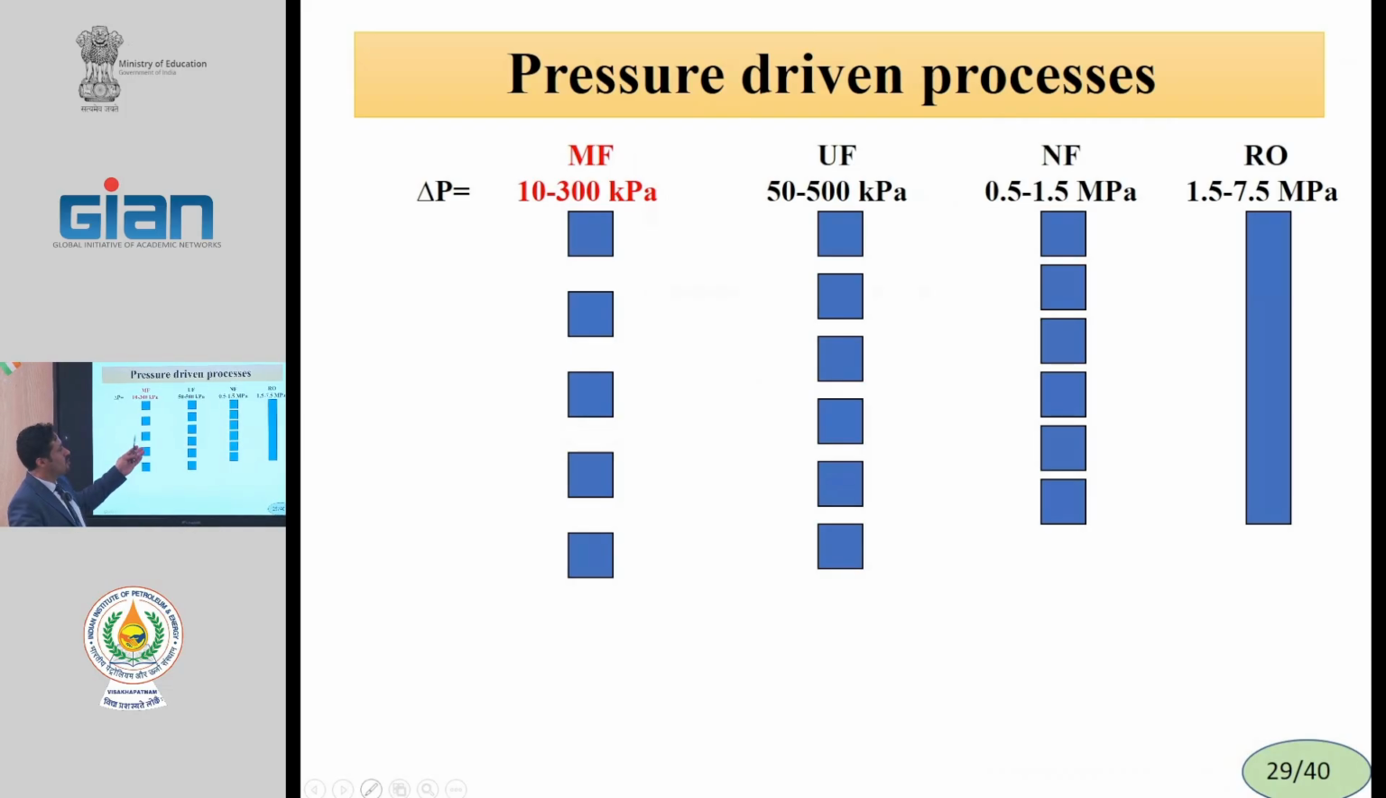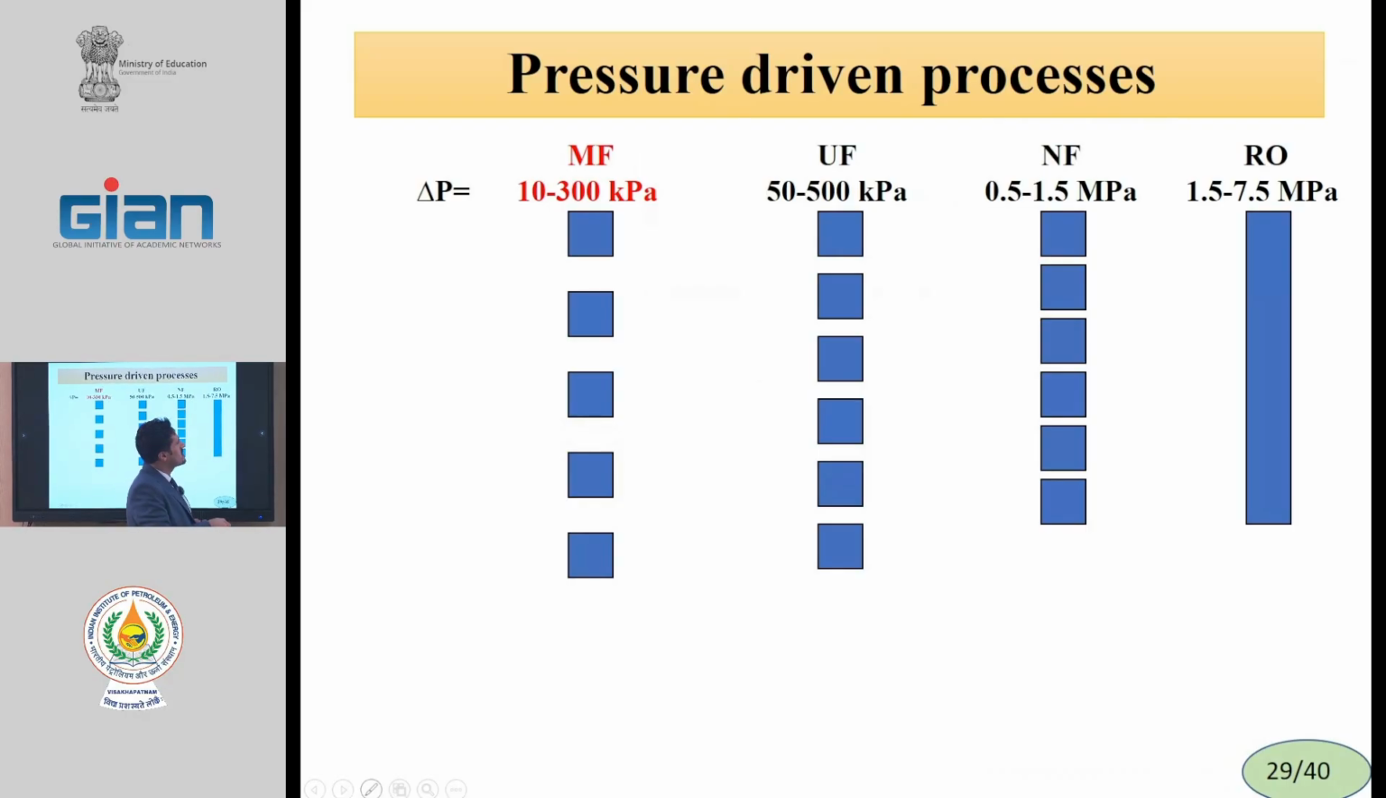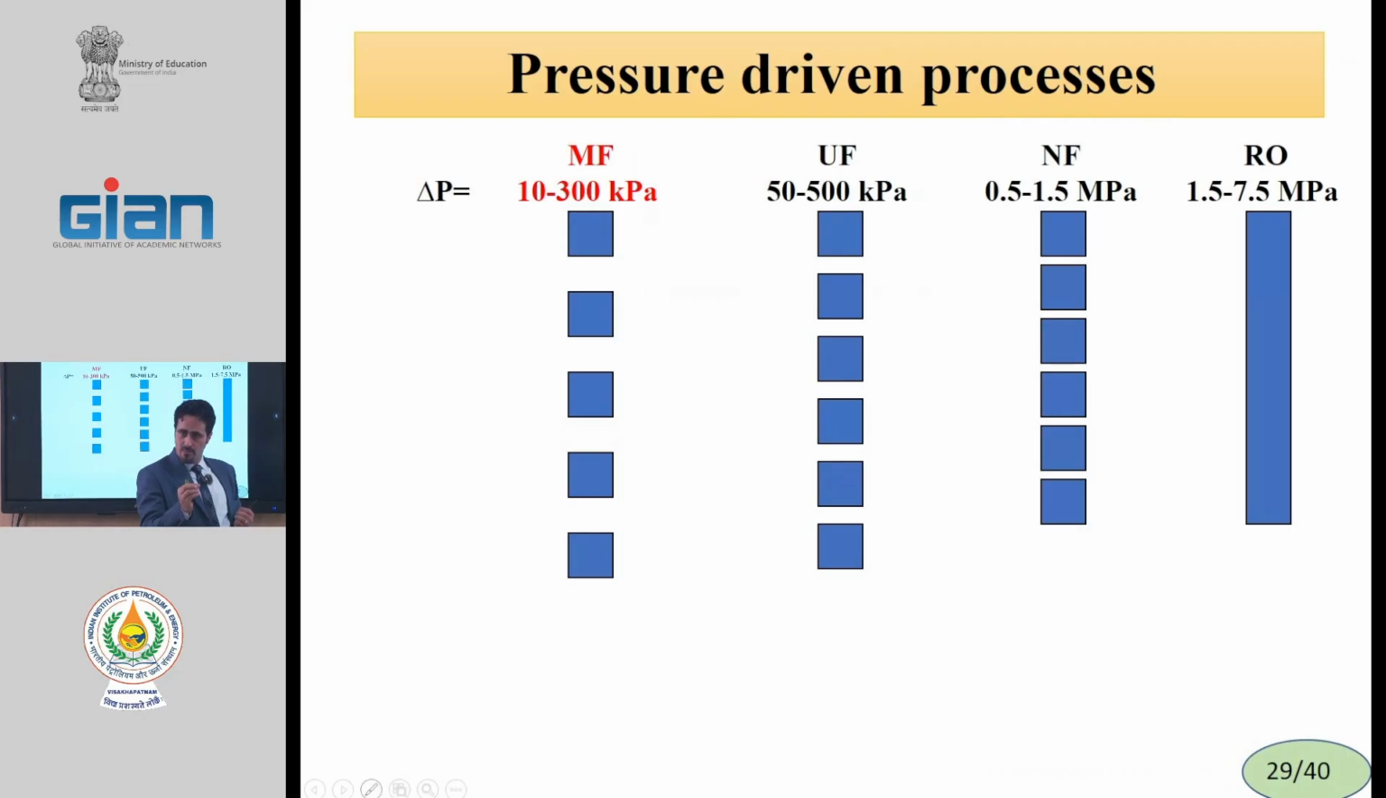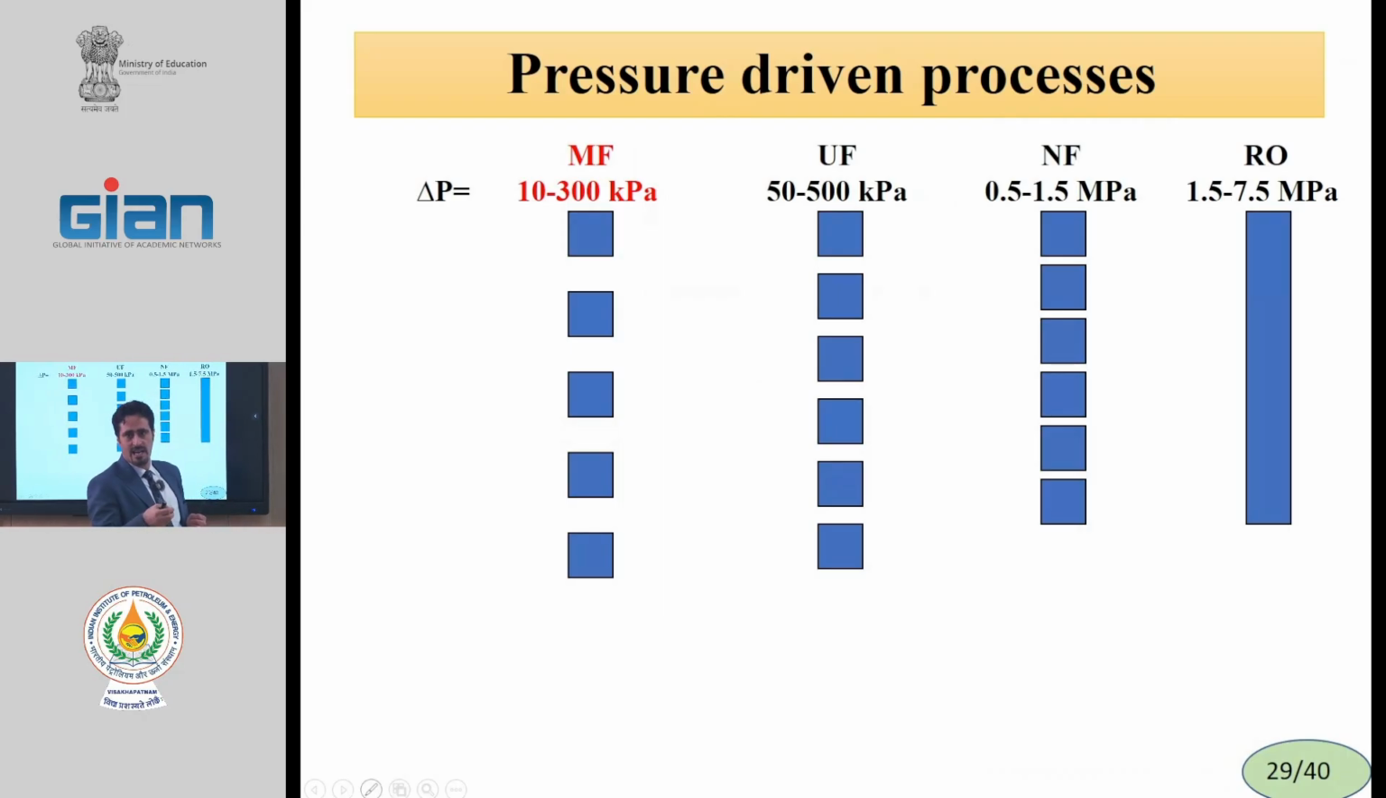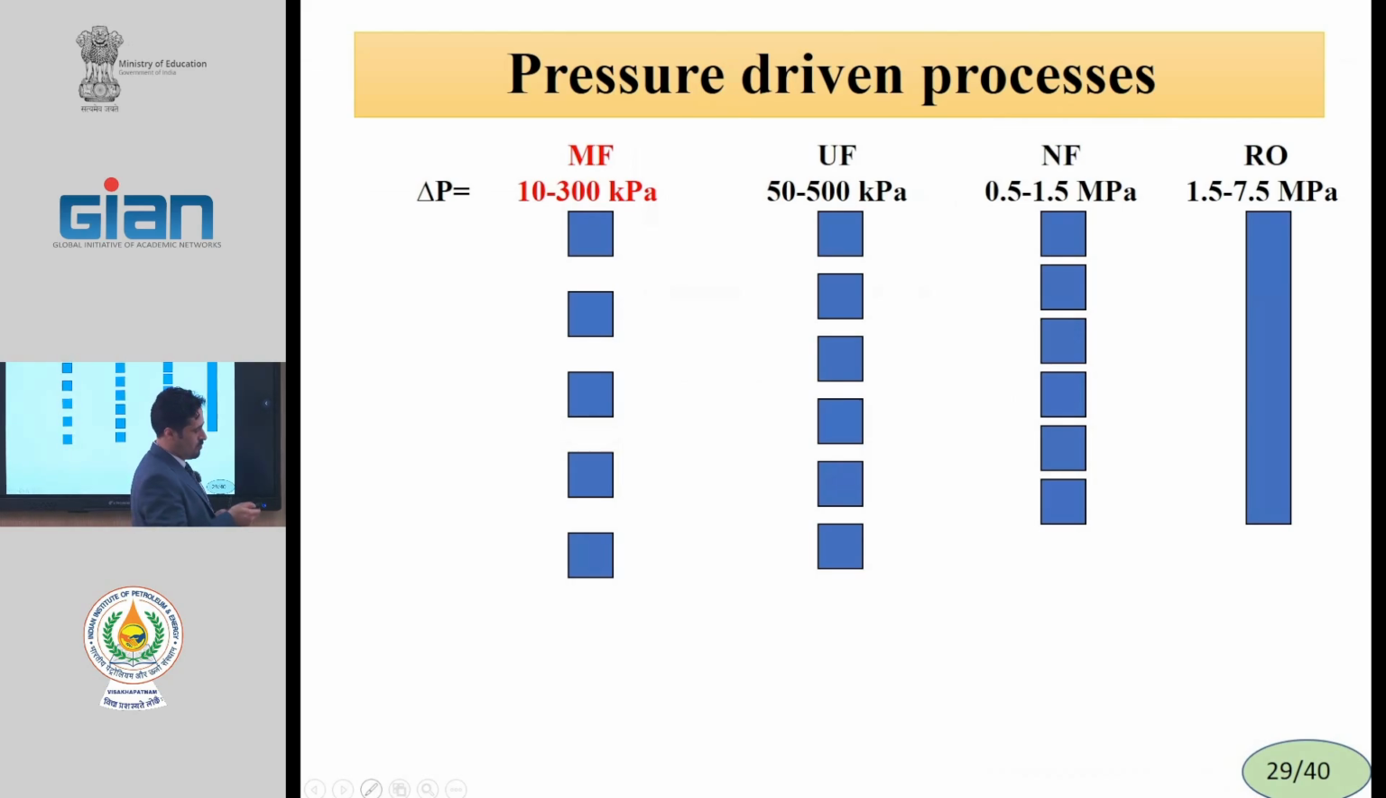We have MF, UF, NF, RO. We say these are filtration membranes. You see the pore size of MF is bigger than UF, and UF is bigger than NF. And in RO, we say we have no pores, or if we have, they are very, very small, on the angstrom scale, and we cannot see them. Therefore, RO has no pores or very, very small pores.